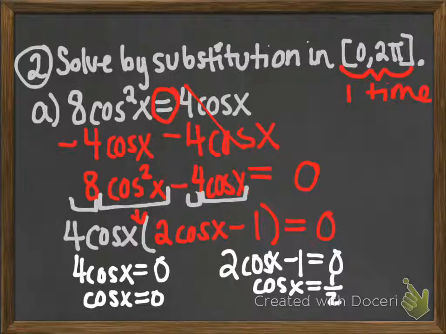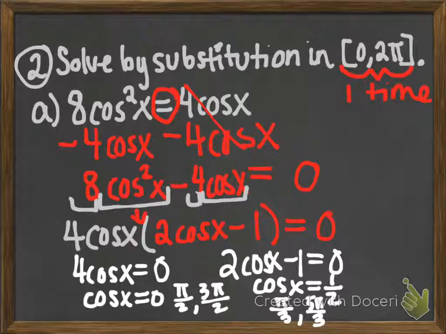The cosine is 0 at pi over 2 and at 3 pi over 2. Right? So that's on the x-axis. Sorry, on the y-axis, my fault. And then cosine x equals 1/2 at pi over 3 and at 5 pi over 3. So those are your 4 answers for that problem. Again, it was already all in terms of cosine, and all I'm doing is trying to get it all on one side, in this case, so that I can factor.